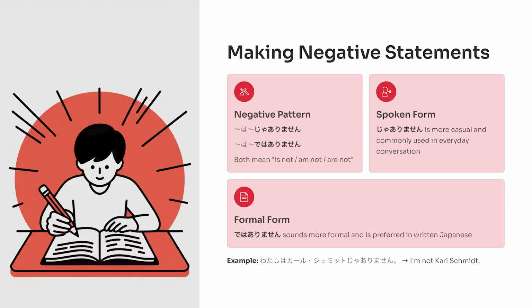Now, let's learn how to say something in a negative way, like I'm not or it isn't. To do that, we replace です with じゃありません or ではありません. Both mean is not or am not. じゃありません is more casual and used in everyday conversation, while ではありません sounds a bit more formal and polite. For example, 私はカール・シュミットじゃありません. I'm not Carl Schmidt. Easy, right? Just switch です with じゃありません.